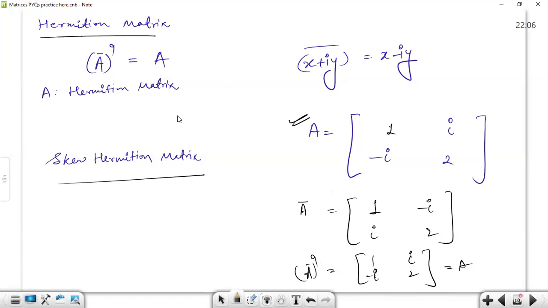Basically, if any matrix's conjugate and transpose is equal to its own matrix, then it is a Hermitian matrix. Any doubt, anyone? Should I explain more or should I repeat? No, clear, sir. Okay, great. So keep one thing in mind, that the conjugate of any matrix is simply obtained when we change the imaginary part of every complex number that is there in the matrix. Simple.